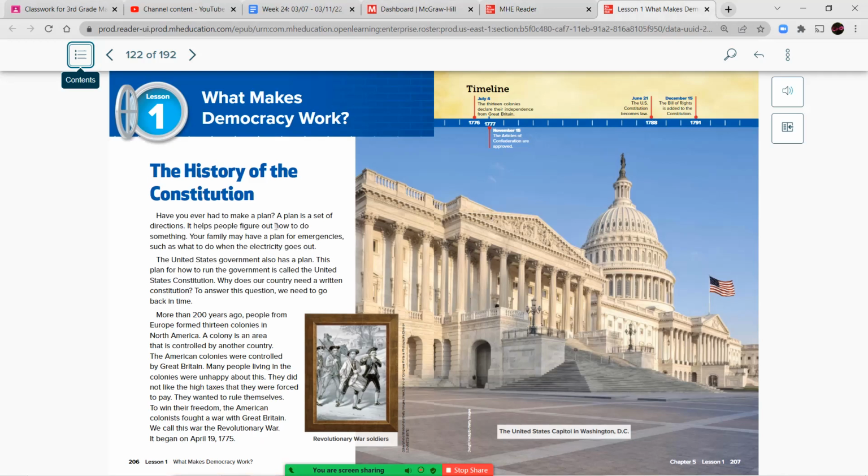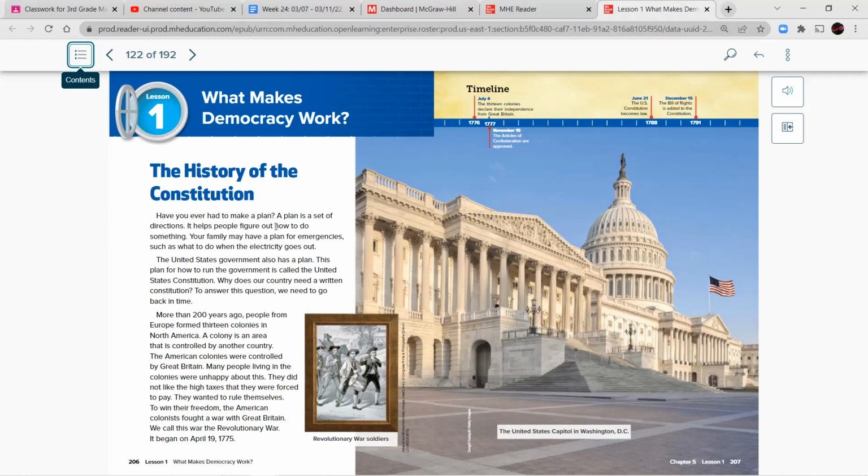The history of the Constitution. What makes democracy work? Have you ever had to make a plan? A plan is a set of directions. It helps people figure out how to do something. Your family may have a plan for emergencies, such as what to do when the electricity goes out. The United States government also has a plan. This plan for how to run the government is called the United States Constitution.